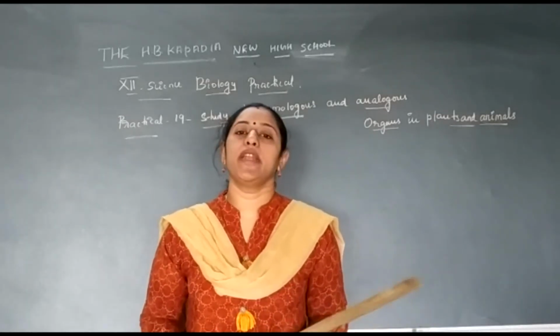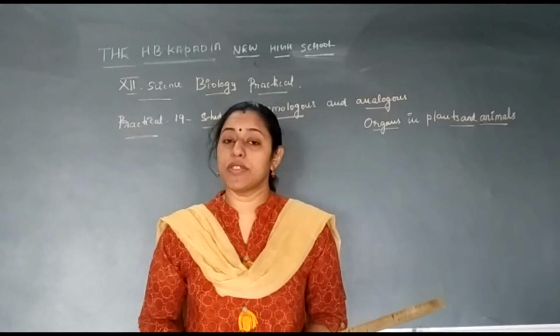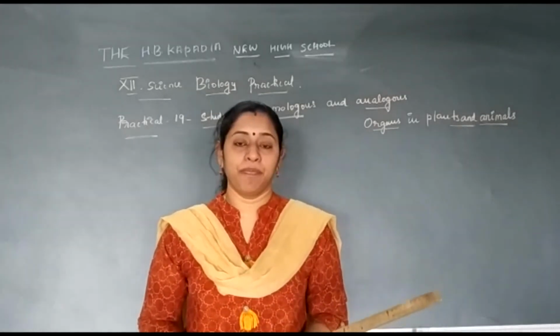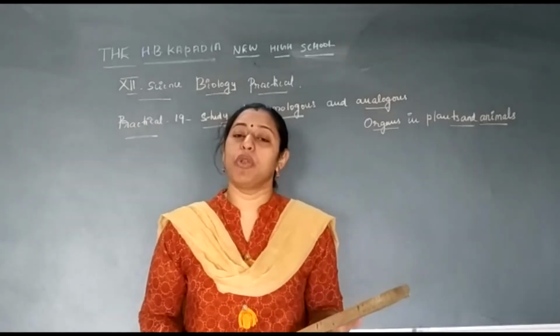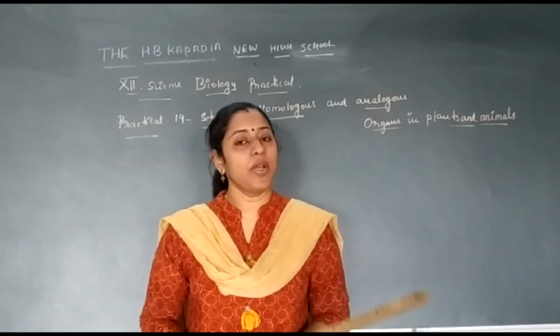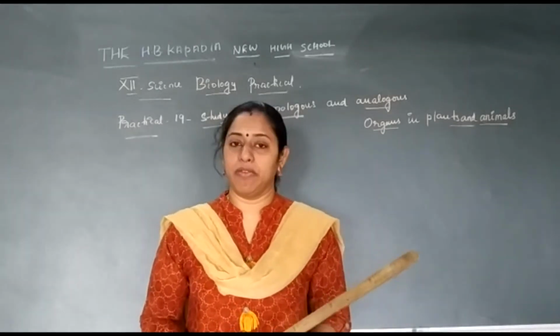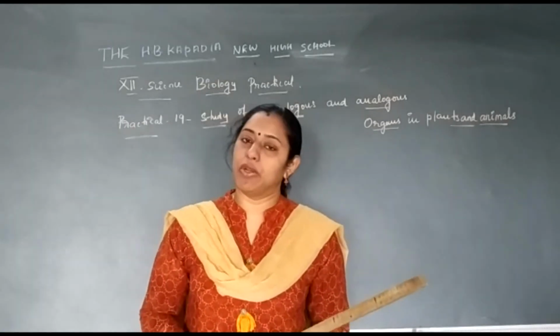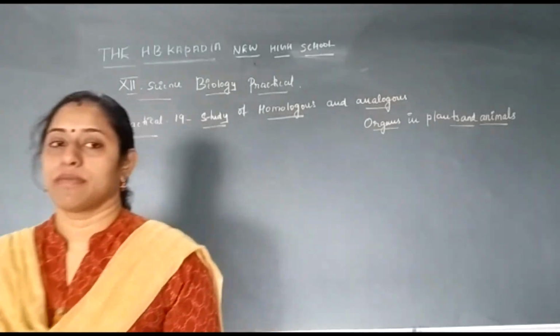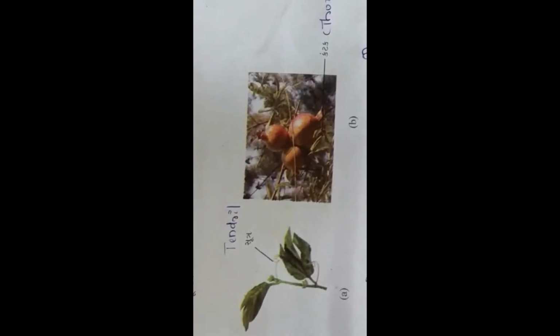You have to identify whether it is a homologous organ or analogous organ and what is the specific feature that is making it homologous or analogous. So now I am going to show you one by one. One specimen of plant, one specimen of animal, in that way we will go. So now we are starting the practical. I am explaining one by one.